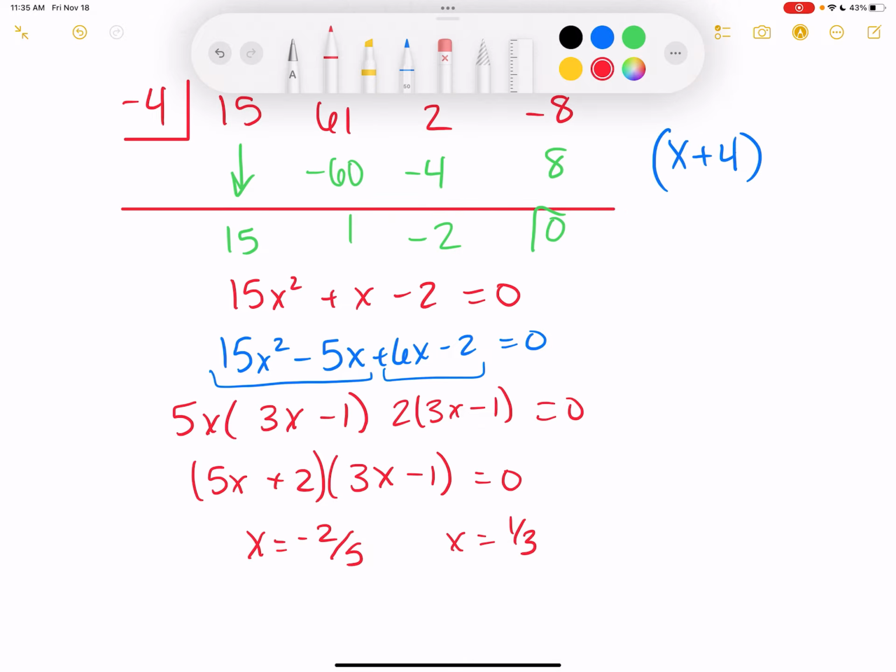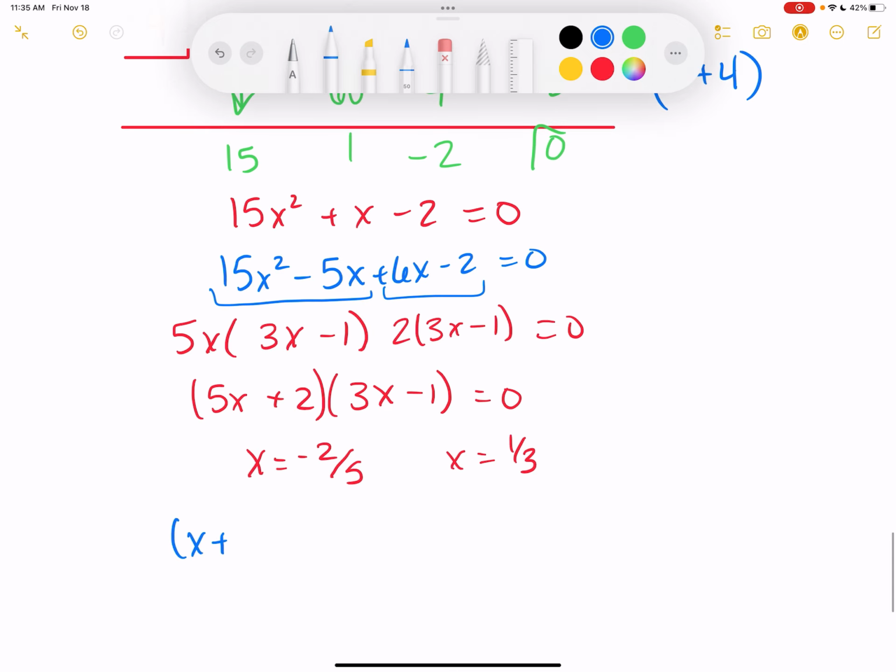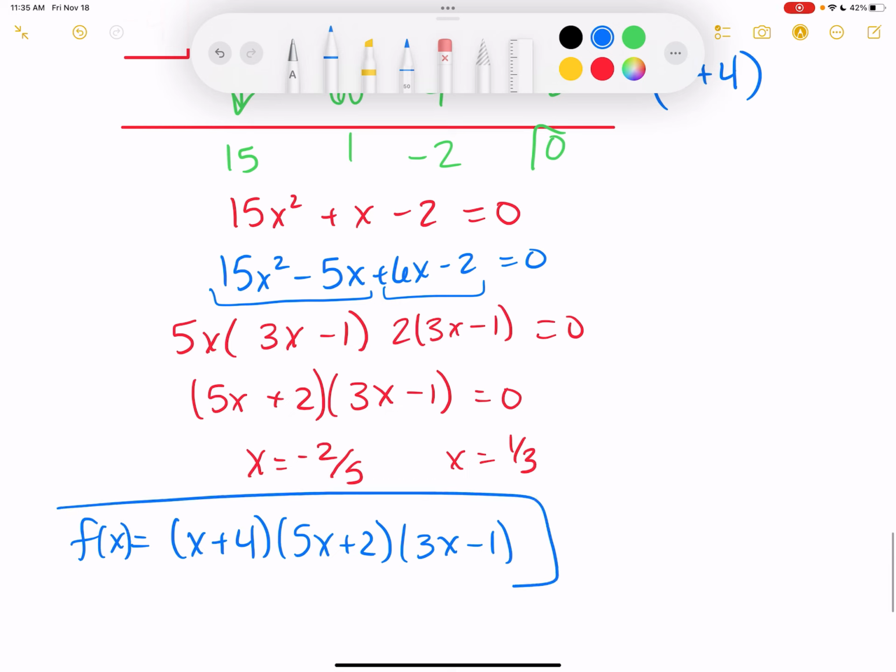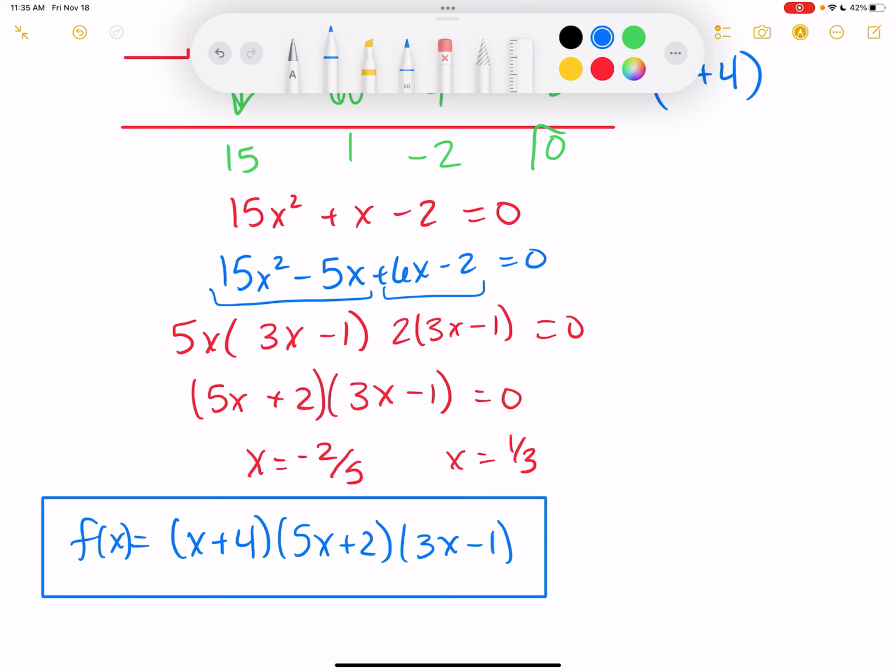And then we need to add on the x plus 4 one. So x plus 4 times 5x plus 2 times 3x minus 1. So that would be the factorization of that. That's good. I think I understand that.